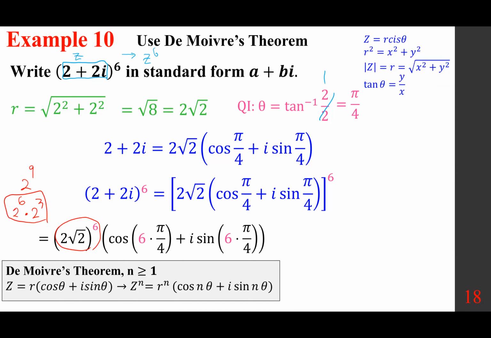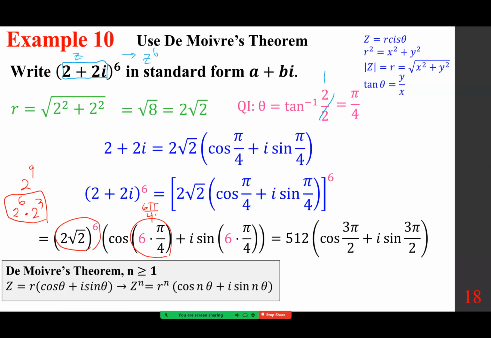And six pi over four is the same as three pi over two. So we have 512 cosine of three pi over two, which is zero, sine of three pi over two, which is negative one. And so it makes it minus 512i, because this is zero minus i. So using the De Moivre theorem, we could come up with the answer.